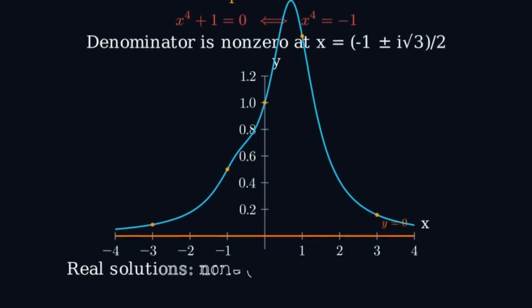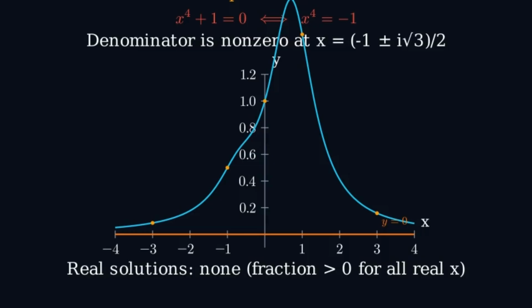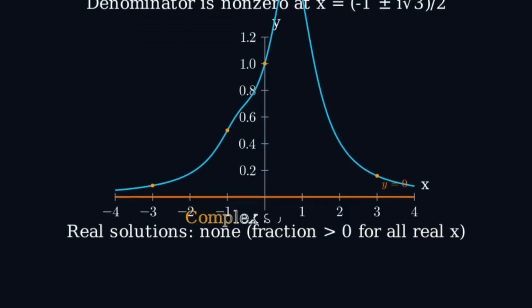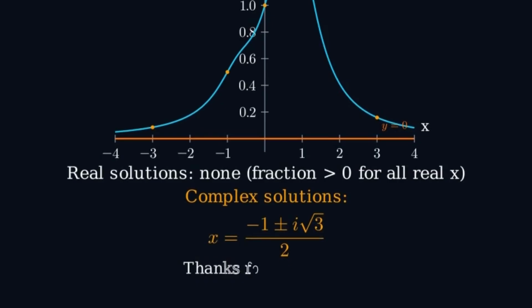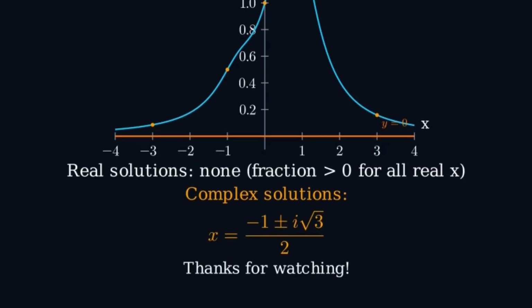Summary: over the real numbers, there is no solution because the expression is always positive. Over the complex numbers, the solutions are x equals negative 1 plus or minus i times square root of 3 over 2.